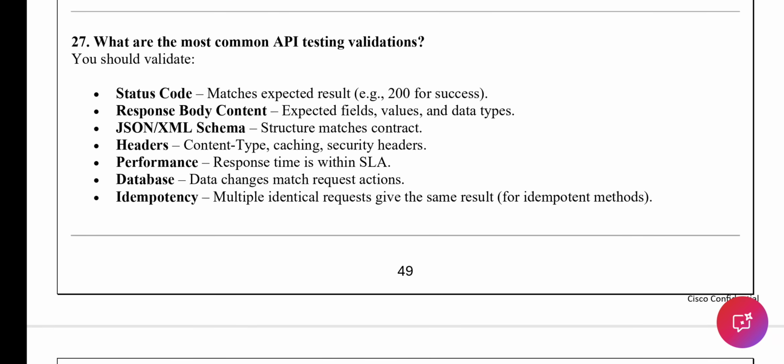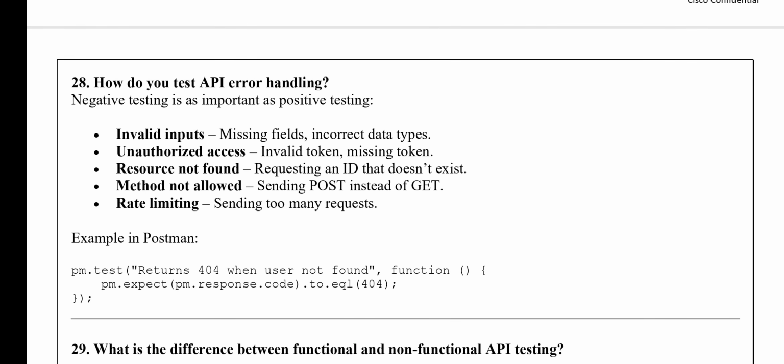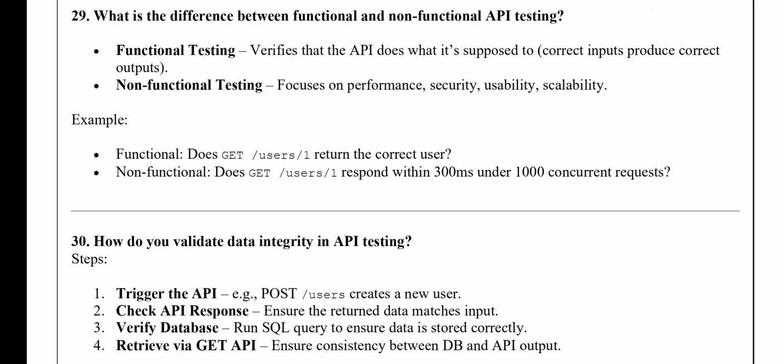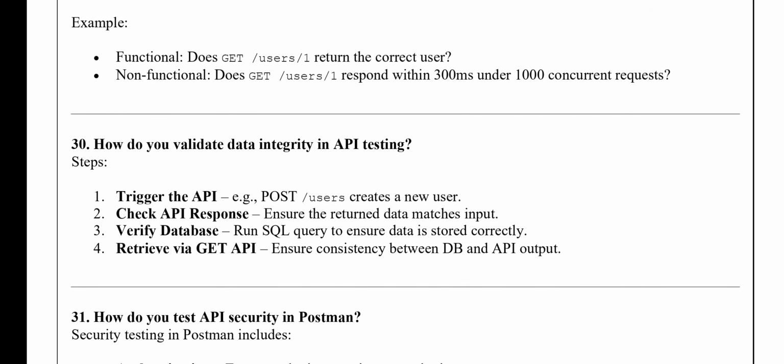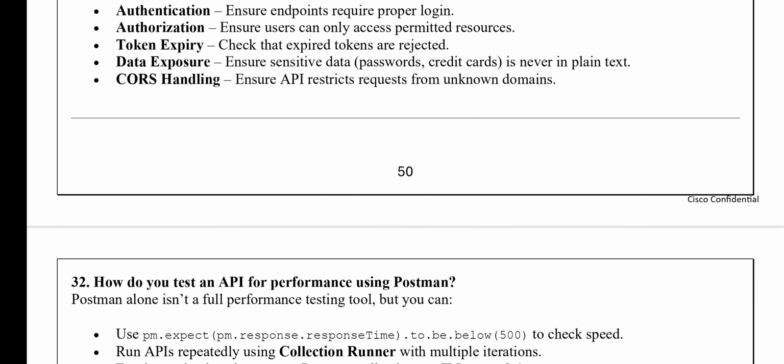What are the most common API testing validations? How do you test API error handling? What is the difference between functional and non-functional API testing? How do you validate data integrity in API testing? How do you test API security in Postman?